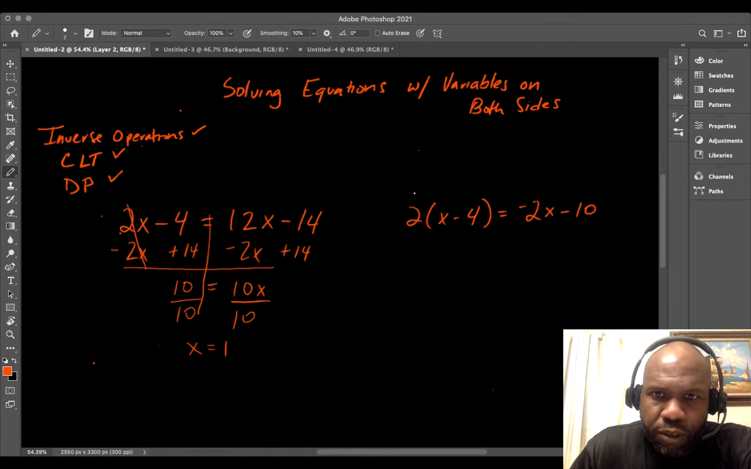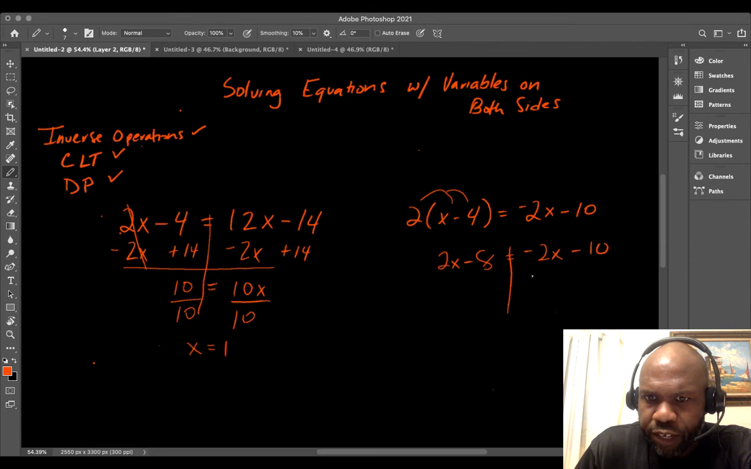All right, so let's do another one. Basically I have 2 parentheses x minus 4 equals negative 2x plus 10. First thing is I want to do the distributive property, so I want to distribute my 2 to everything in the parentheses. So this becomes 2x minus 8 equals negative 2x plus 10. Put the line down the middle like I did before. Now again, negative 2x, so I want to add 2x to both sides.